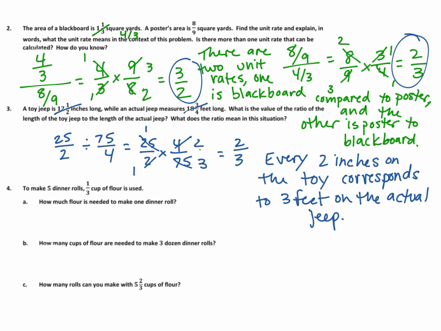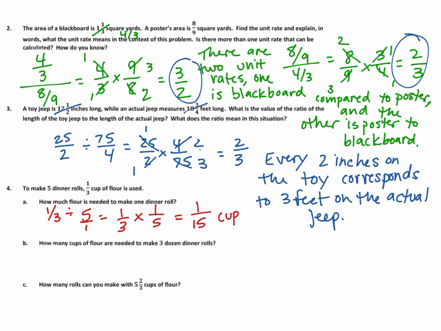To make 5 dinner rolls, 1/3 cup of flour is used. How much flour is needed to make 1 dinner roll? So we want flour per roll. Flour per roll. We're going to flip it and multiply. To flip a whole number, we can put that invisible 1 underneath. So for 1, it will take 1/15 of a cup.